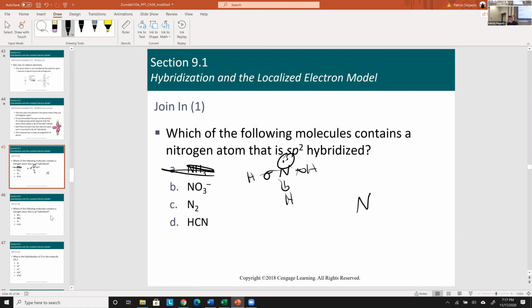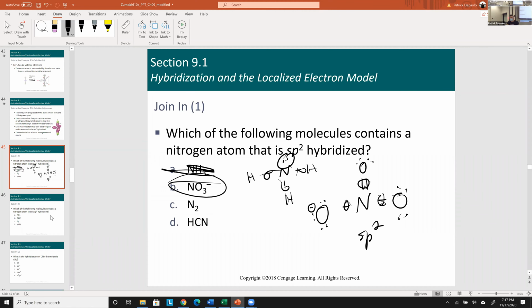NO3 minus. So NO3 minus, you have nitrogen in the middle. You have 2 double bond oxygens and 1 single bond oxygen, which has a negative charge. It'll have a formal charge of -1. And then what is the hybridization here for nitrogen? Good, sp2. You have 3 groups, 1, 2, 3, sp2. So that's our answer. Good.